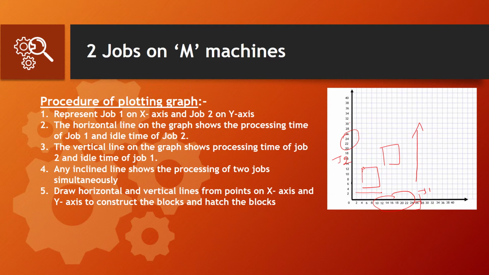There will be a situation where job 1 and job 2 are both being processed on different machines. That time we will represent in the graph as an inclined angle, which means that at this point both job 1 and job 2 are being processed. We'll see the same in the next slide.